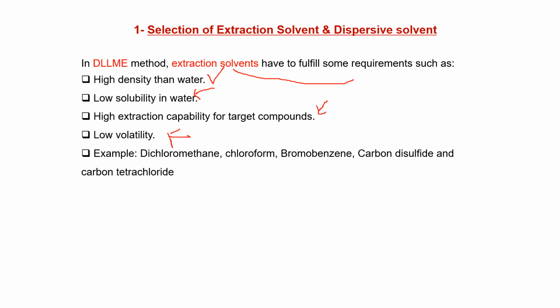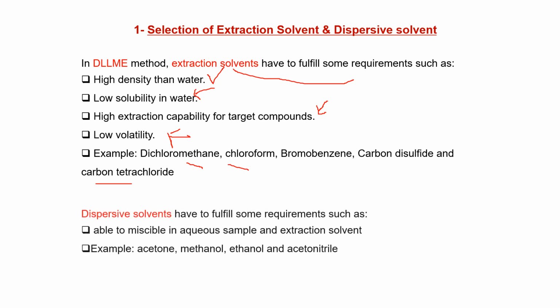So examples that you can use are dichloromethane, chloroform, carbon disulfide, and carbon tetrachloride. However, these are all very dangerous solvents, but nevertheless, because they are used in microliters, it's not that hazardous as compared to the conventional LLE. So this is for the extraction solvent.